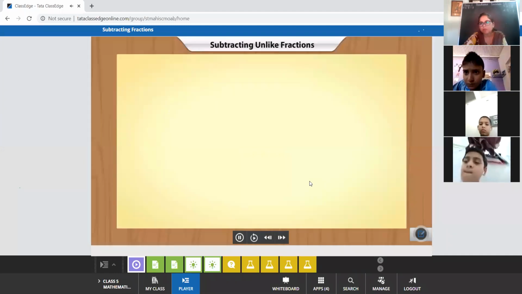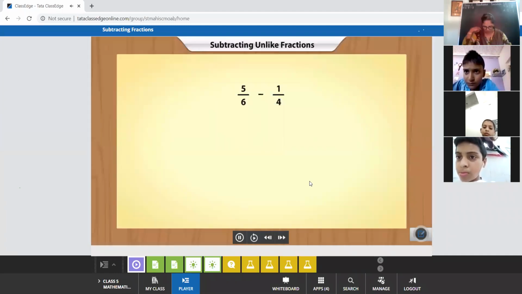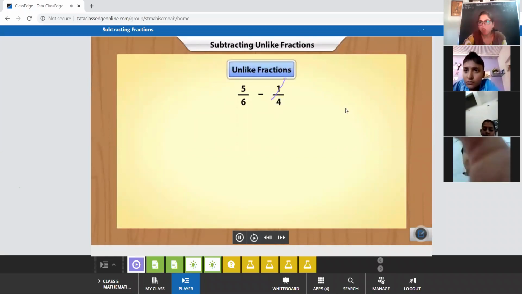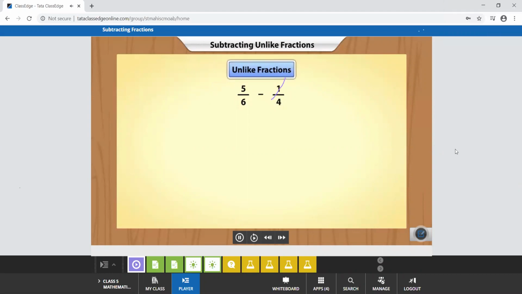Okay, now let's look at this problem. Here, we have unlike fractions to be subtracted. Just as unlike fractions cannot be added directly, they also cannot be subtracted directly. They need to be first converted into like fractions with the same denominator.